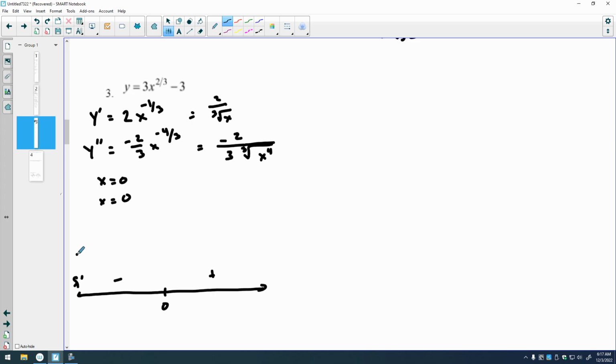Okay, f double prime. Put in a negative number. Negative number makes this positive. Cube root of a positive is a positive. Negative divided by a positive is a negative. Put in a positive. This is still positive. Negative divided by that is still negative. All right, so f is decreasing over here, and it is concave down over here. It's increasing over here, and it is concave, whoops, concave down still over here.